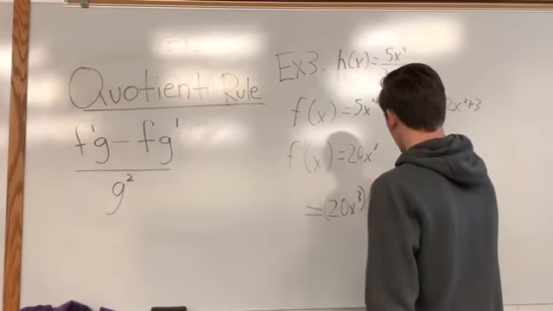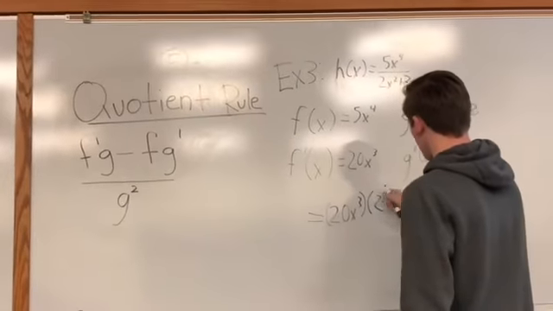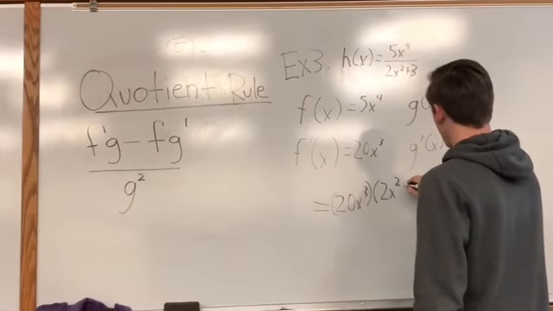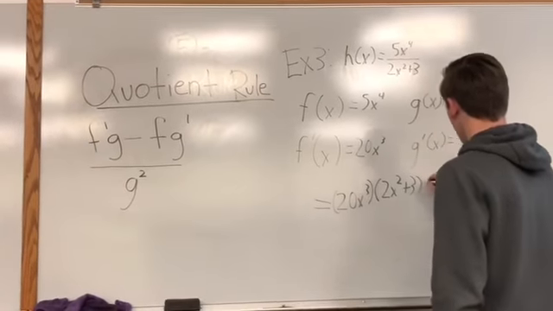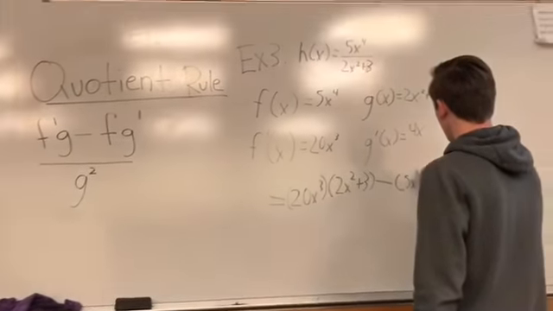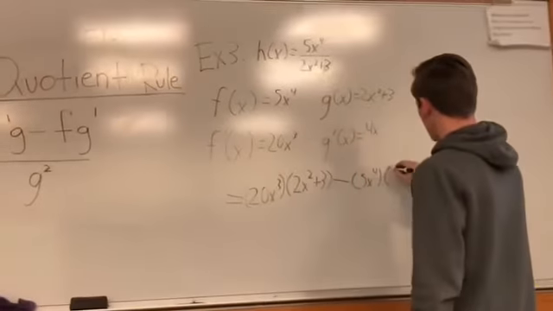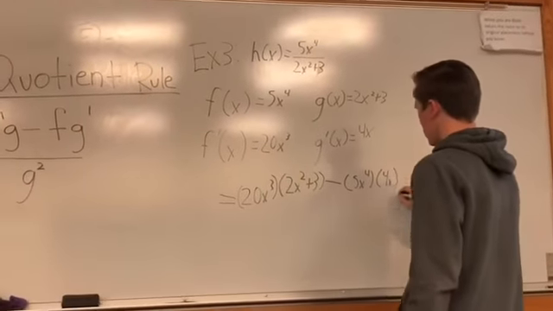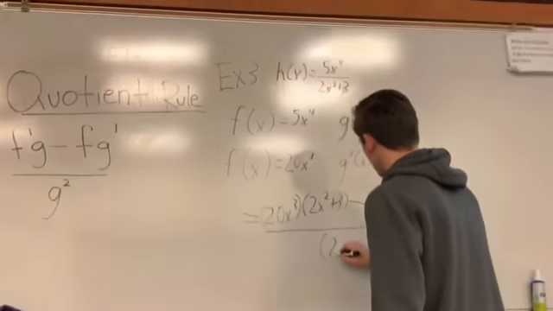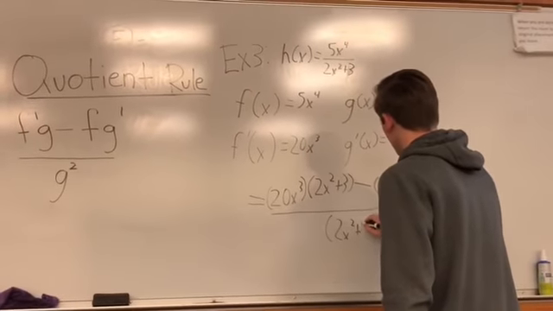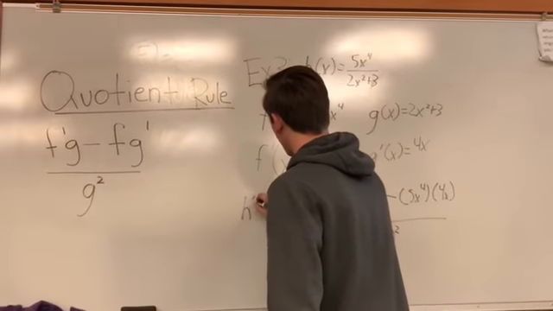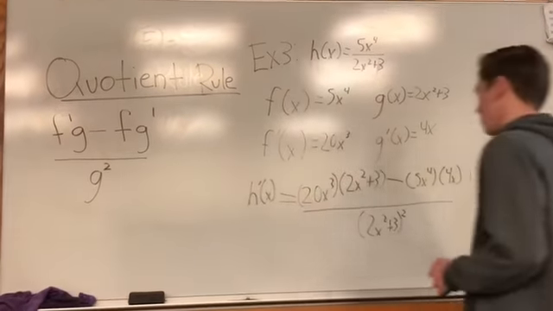Now we will do f prime of g, which will be 20x to the 3rd power multiplied by 2x squared plus 3 minus fg prime, which will be 5x to the 4th multiplied by 4x. Now remember that we have to divide this whole thing by g squared, which is 2x squared plus 3. And this will be our final answer.